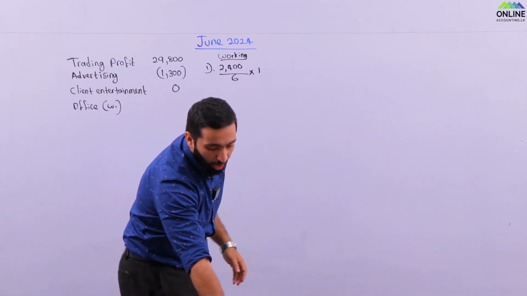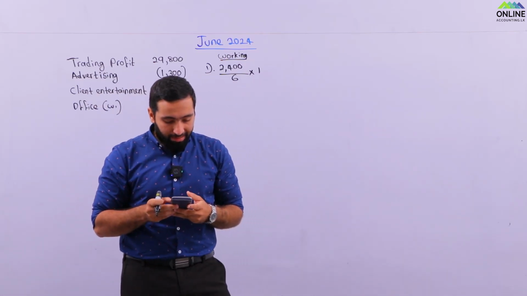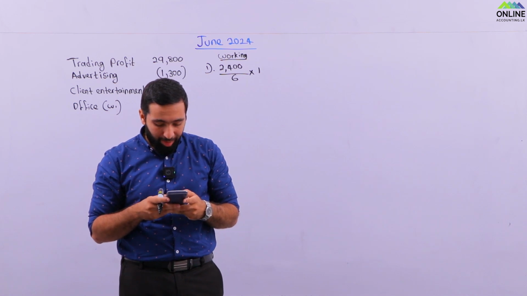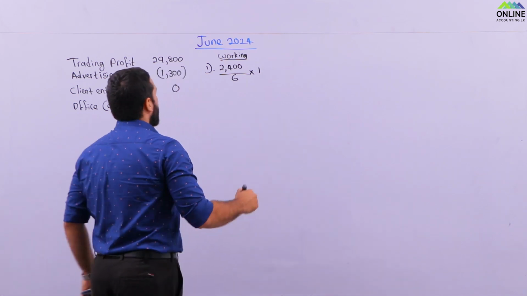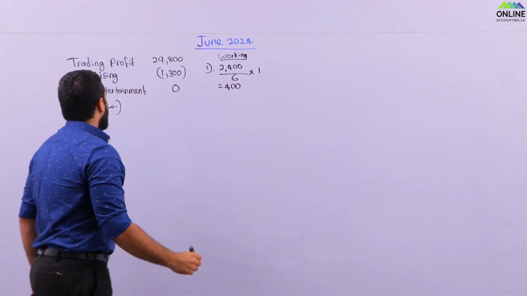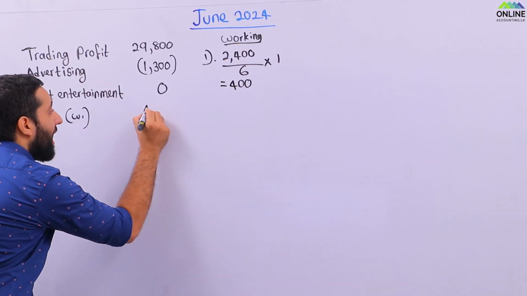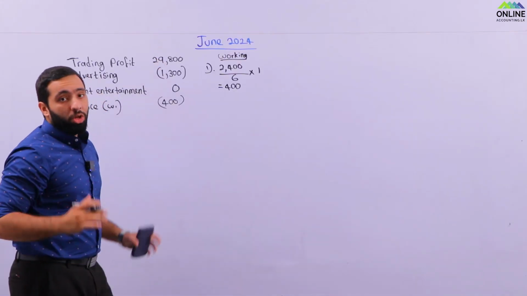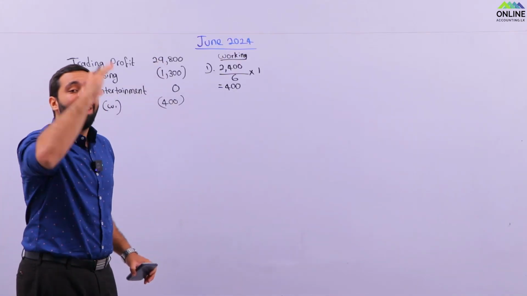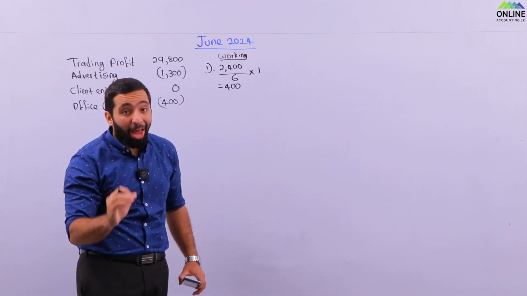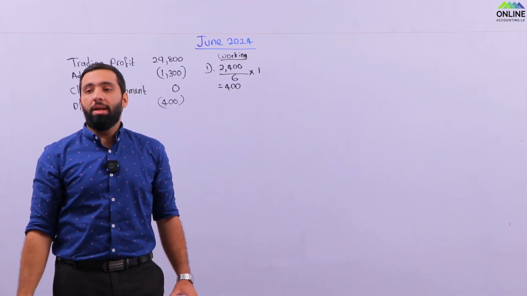Yes. So the 2,400 is this. So 2,400 divided by 6 multiplied by 1. So this will give you 400. Okay. So this 400 is an allowable expenditure. You can reduce it from your profits so that your profits are less, your taxable income is less, and then your income tax liability is also less.